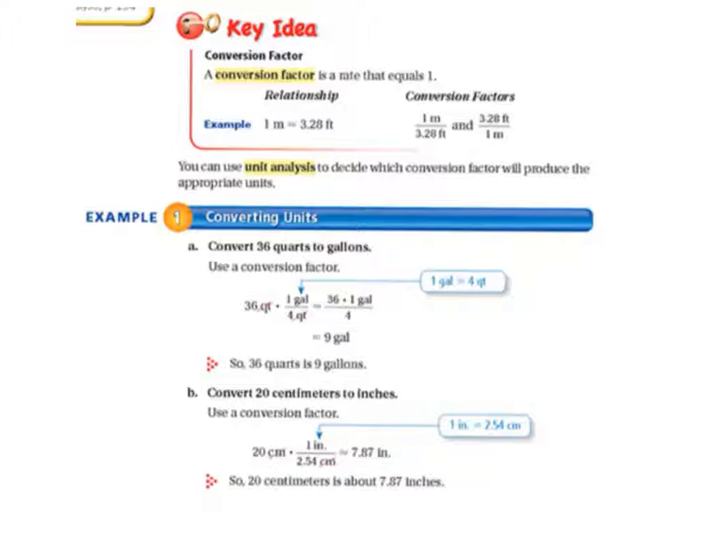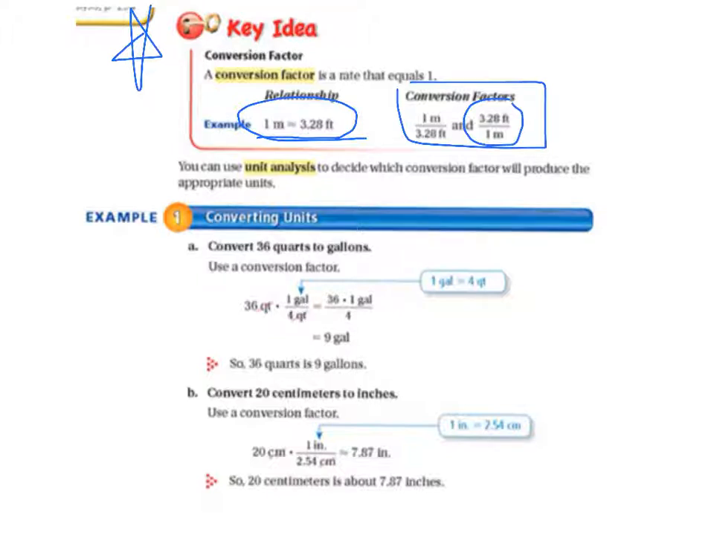At the top of the page, there's a reminder of what a conversion factor is. You wrote this in your notes yesterday, so you shouldn't need to write it again. A conversion factor is a rate that equals 1. An example is 1 meter is approximately equal to 3.28 feet. So that's the relationship. The conversion factors look like this: 1 meter over 3.28 feet and 3.28 feet over 1 meter. So they're a fraction and the reciprocal of that fraction. It says you can use unit analysis to decide which conversion fraction will produce the appropriate units. So we'll be doing that in today's lesson.